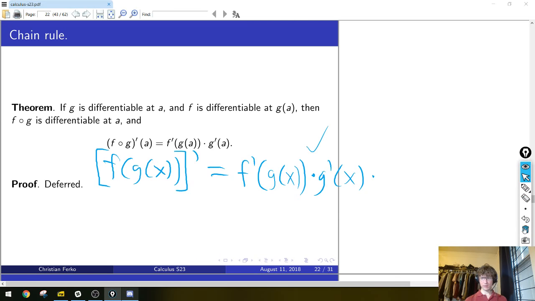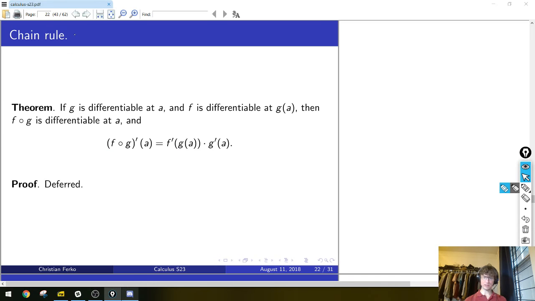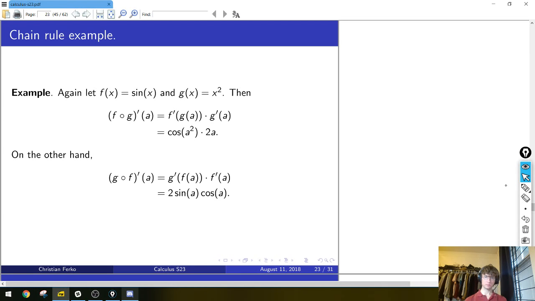It probably doesn't make a lot of sense until you see an example. So instead of just jumping into a challenge where I ask you to apply it, I will give you an example. So let's go back to the thing that we did before. Sine of x and x squared. So let's first compose them in the f of g of x order. So we're going to differentiate f composed with g at a, and we use the chain rule, so it's f prime of g of a times g prime of a.